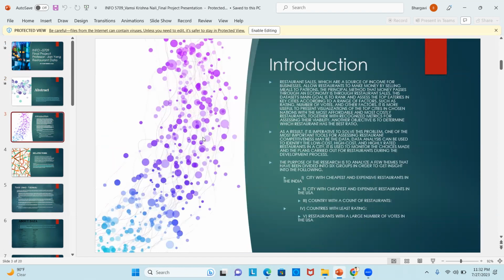And coming to the introduction, restaurant sales, which are a source of income for business, allow restaurants to make money by selling meals to patrons. The principal method by which money passes through an economy is through restaurant sales. As a result, it is imperative to solve this problem. The purpose of the research is to analyze a few themes that have been divided into 6 groups in order to get insight into the following.